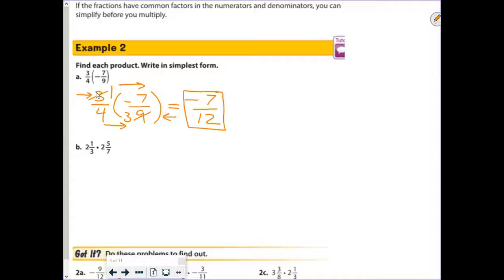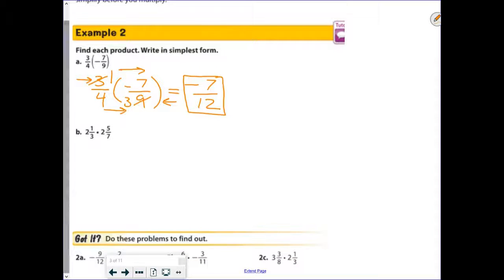Let's look at another one. Take a look at example B. 2 1/3 times 2 5/7. First, notice that these are mixed numbers. Before I can do the multiplication, I need to change these into improper fractions.